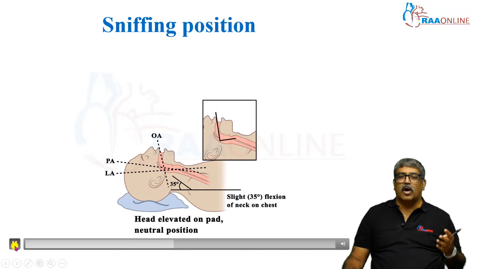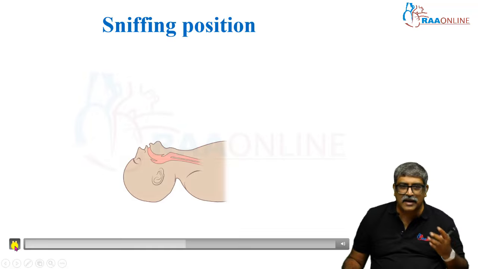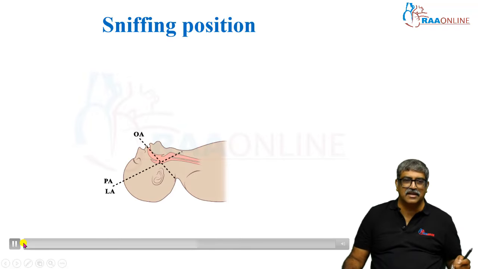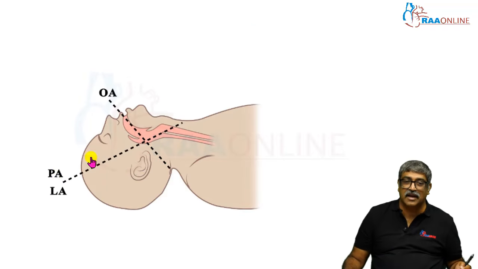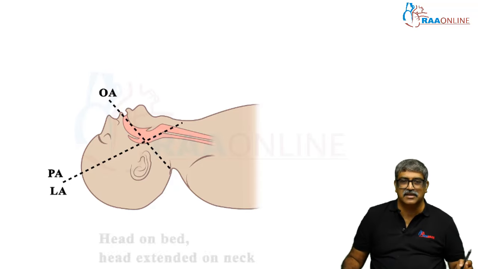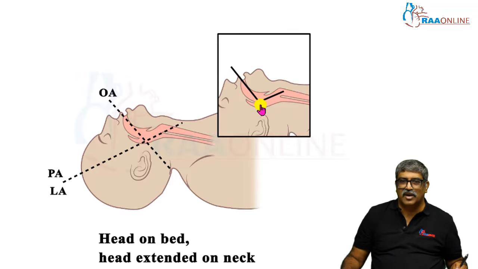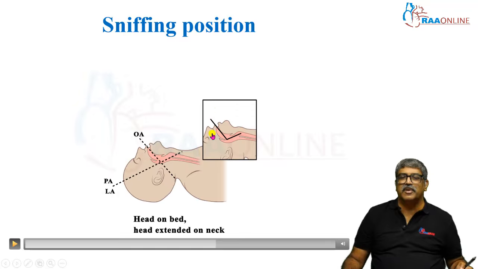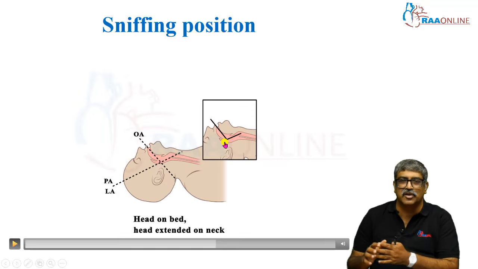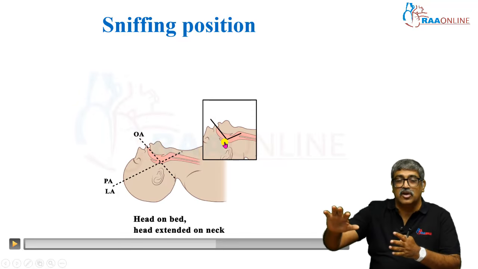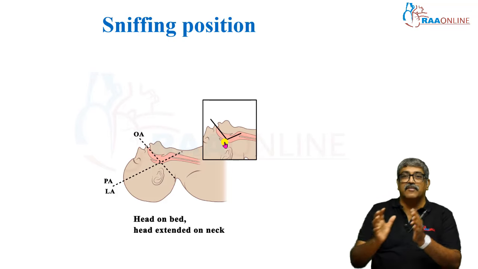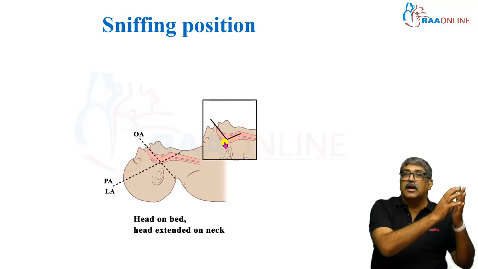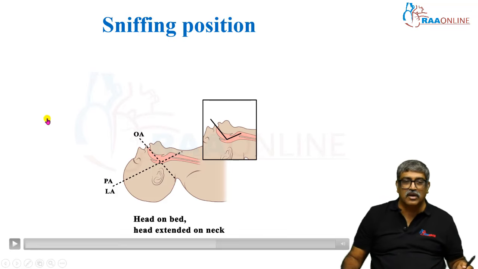Now let us see what happens if you give only head extension. Your head is extended. Here the pharyngeal and laryngeal axis may be in line, but look at the oral axis. It cuts perpendicularly with head extension. Again, here you can see the oral axis, but the pharyngeal and laryngeal axis are in line. It is going to be very difficult to secure the airway. So with flexion alone, the axis is not aligned. With extension alone, it is not aligned, and neutral axis also it is not aligned.